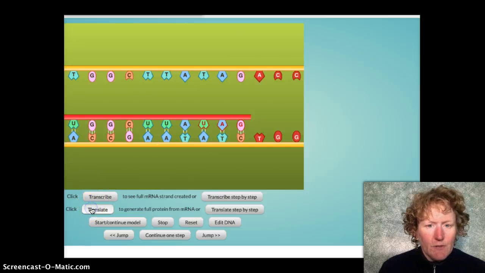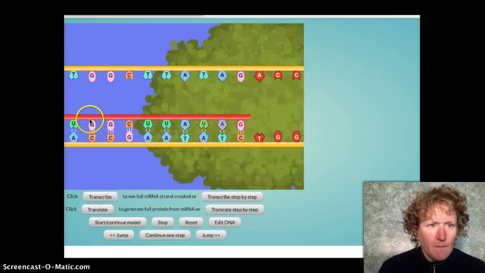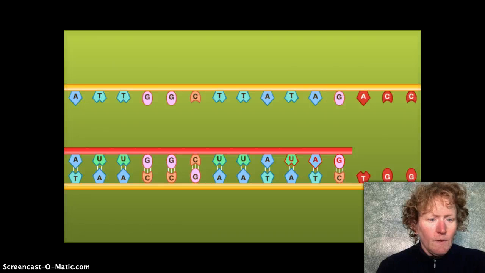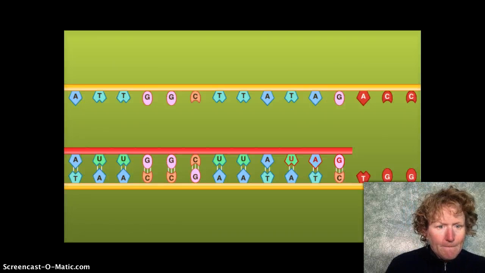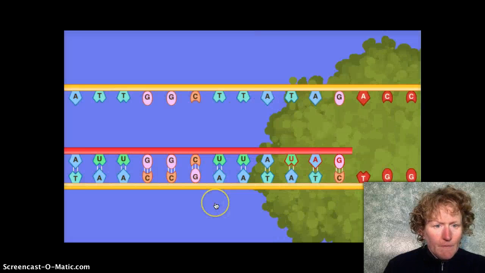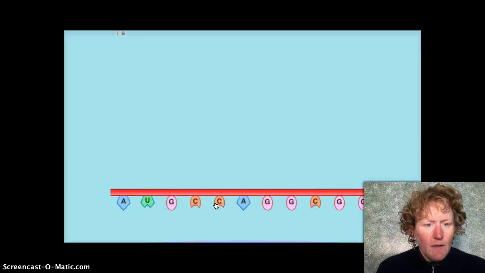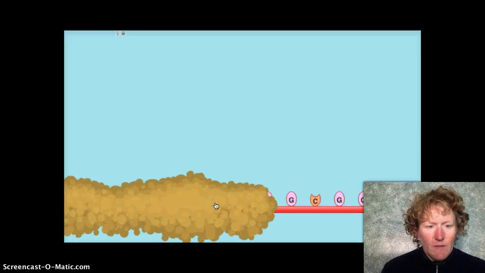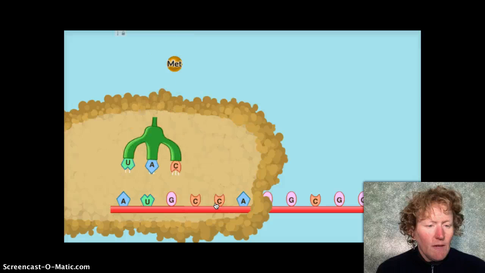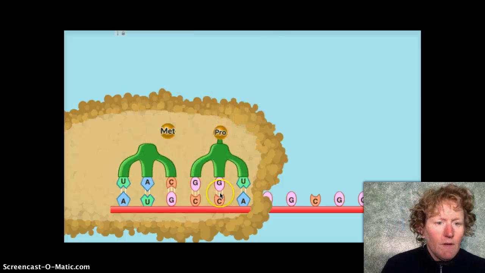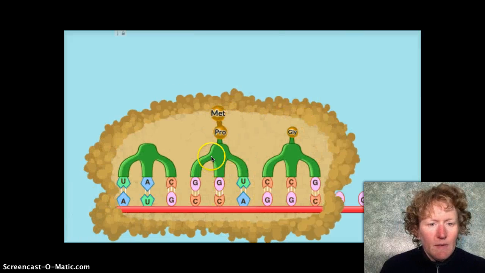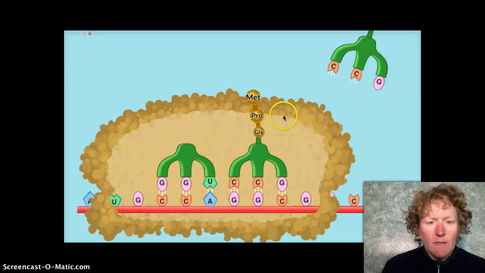And now we need to translate. Okay, now we can translate. So remember, the mRNA leaves the nucleus and heads out to the rest of the cell where it finds the ribosome, large and small subunit. You've got your tRNAs coming in. They're bringing in the amino acids.